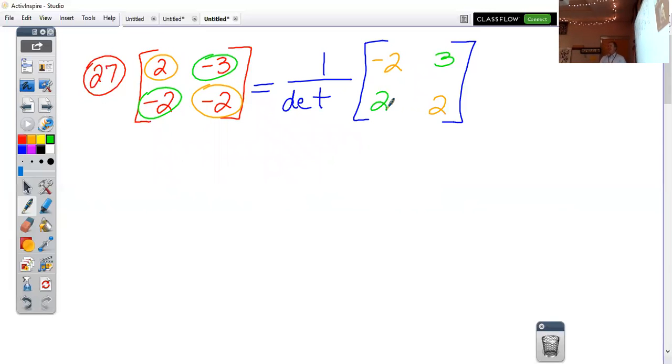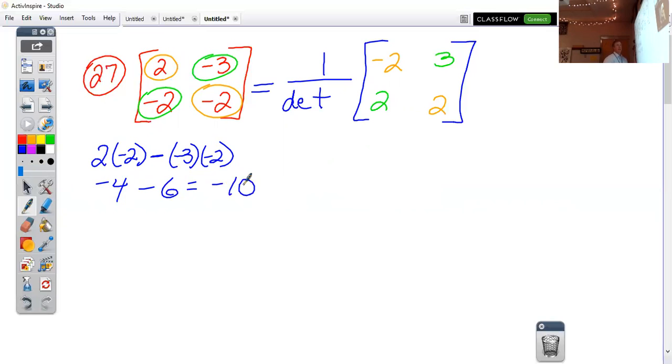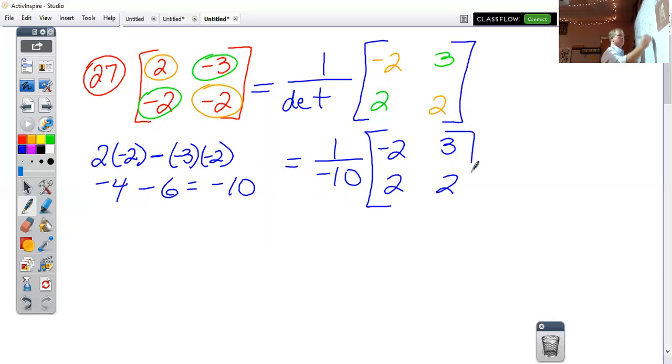All right? And so the last thing we need to do is figure out what is the determinant. And you're just saying 1 over the determinant. So my determinant would be, we just found it, 2 times negative 2 minus negative 3 times negative 2. That's negative 4 minus 6, which is negative 10. So my answer to this is 1 over negative 10 times negative 2, 3, 2, and 2. That is your inverse, okay?